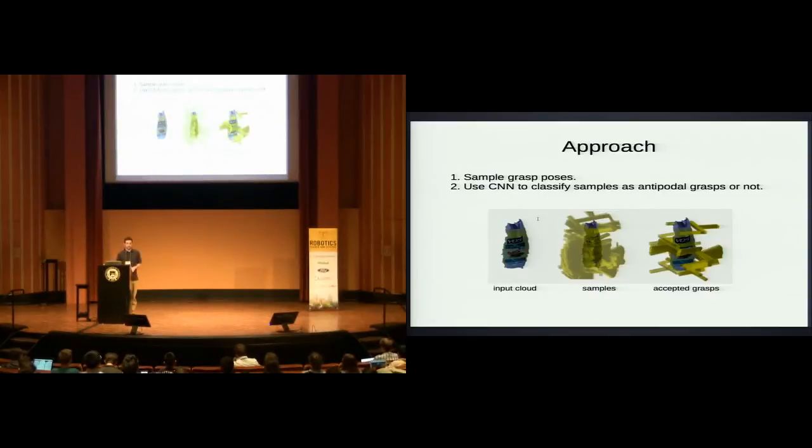So the approach, at a high level, is simple. We first take a lot of samples of grasp poses on the object, and they have to meet some basic geometric conditions given the data that we do see from one view. And then the neural network will classify them as antipodal grasps or not. And this is important because typically we only see the front face of the objects. We don't know that when the hand closes, there will be something back there to make contact with.